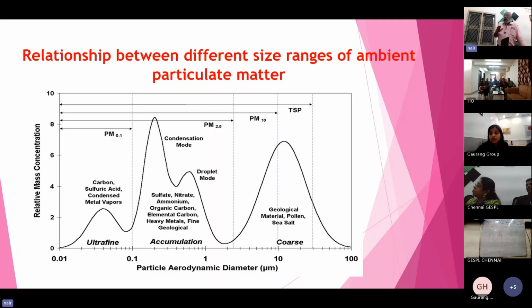But usually PM2.5 will be less than PM10. That only we can say. No relation can be said, because PM10 will include PM2.5, but PM2.5 will not include PM10. So PM2.5 will always be lesser than PM10. But percentage wise we cannot say.